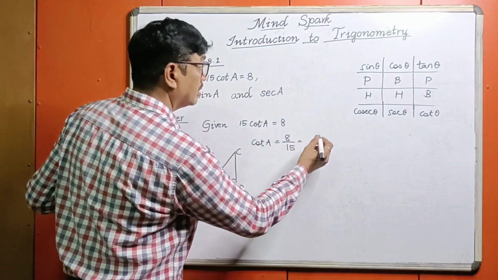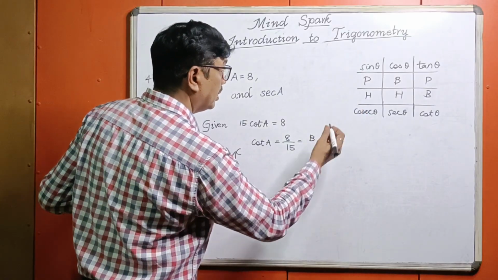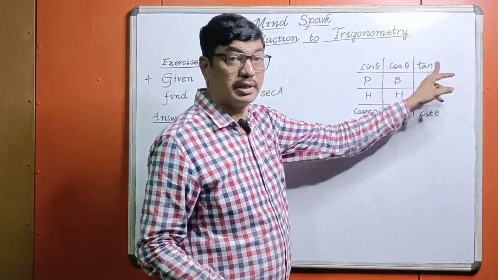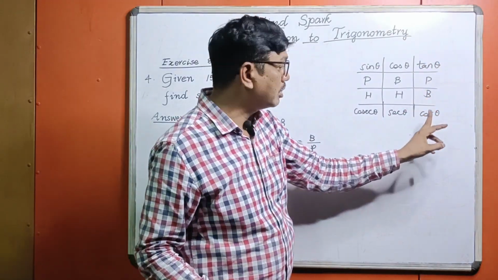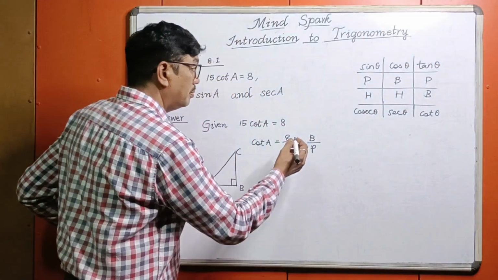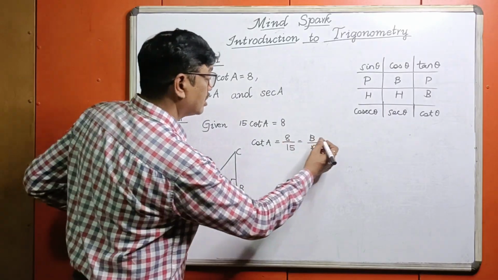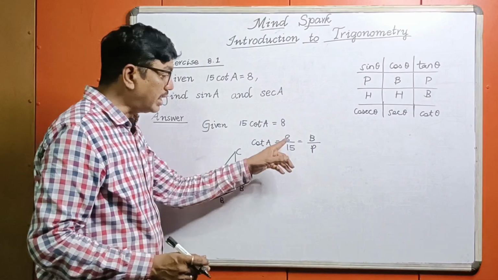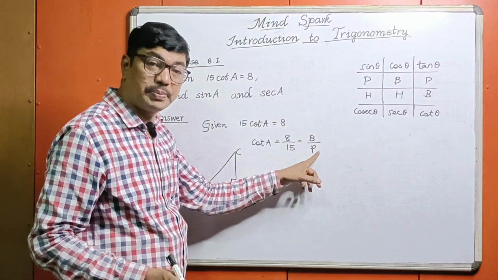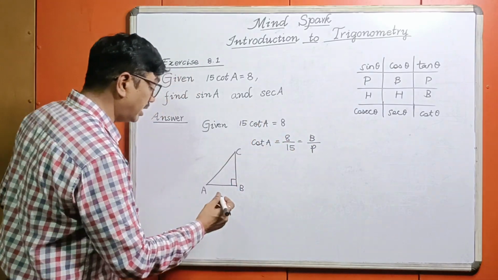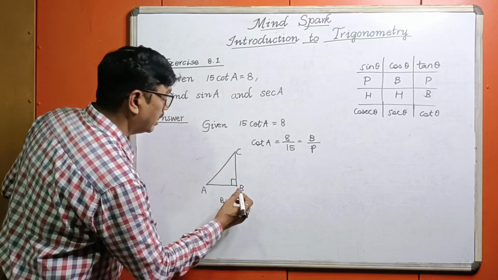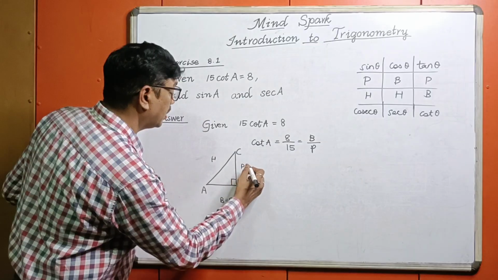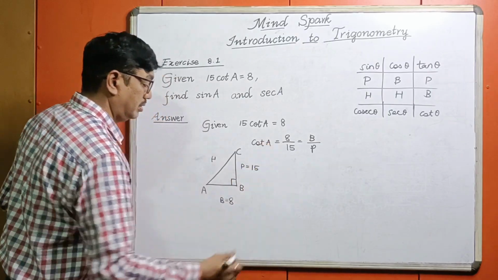From the table you can see cot A is base by perpendicular. Tan A is perpendicular by base and cot A is base by perpendicular. So base is equal to 8. You compare here: cot A is equal to 8 by 15, so base is 8 and perpendicular is 15. So you can write base is equal to 8, this is your hypotenuse, and this is your perpendicular, equal to 15. You understand?